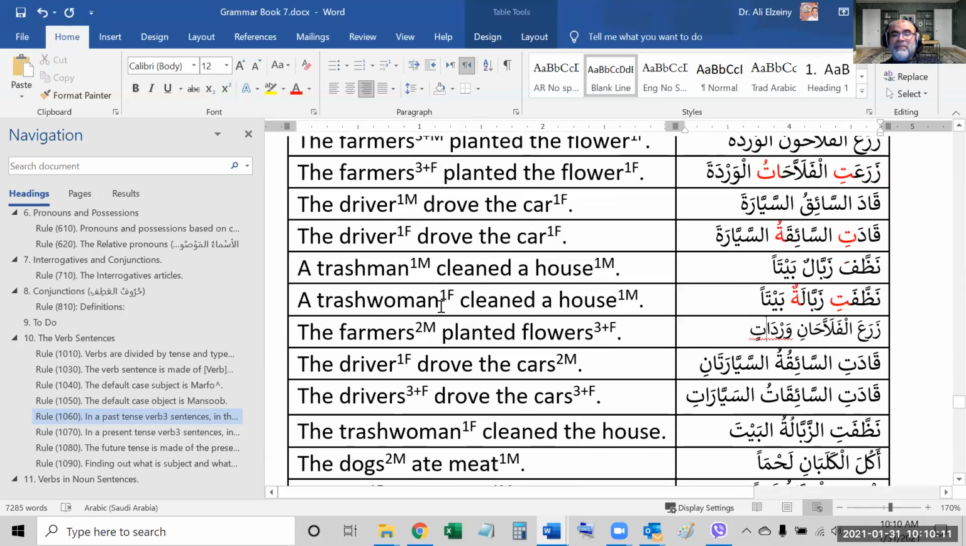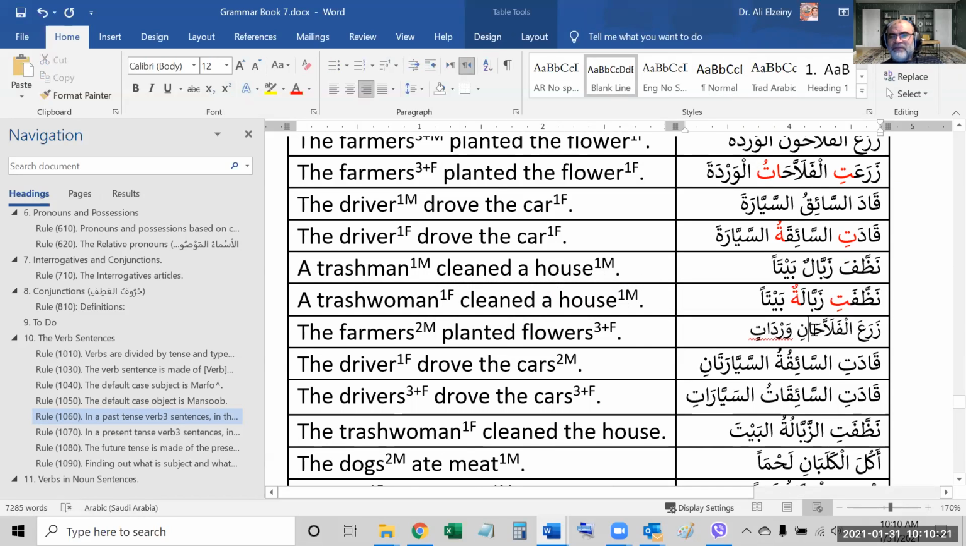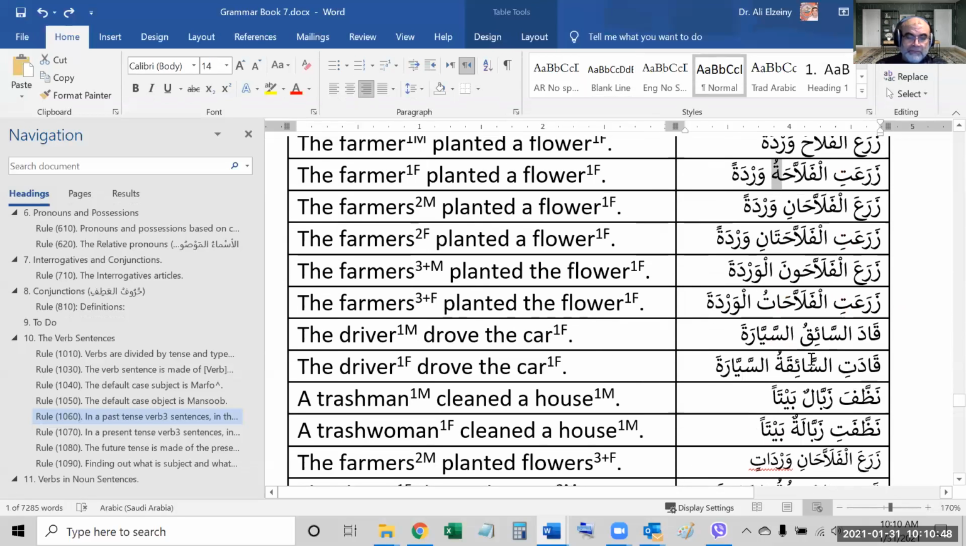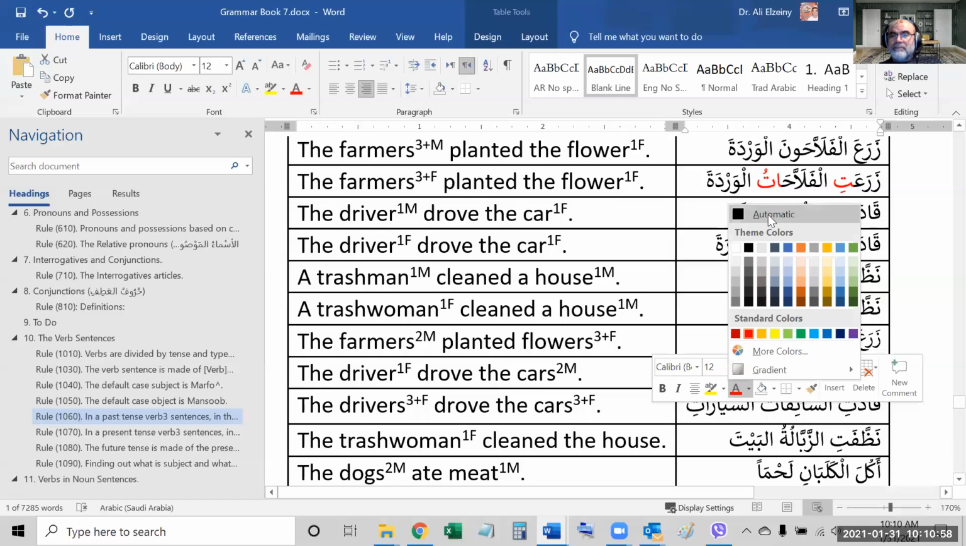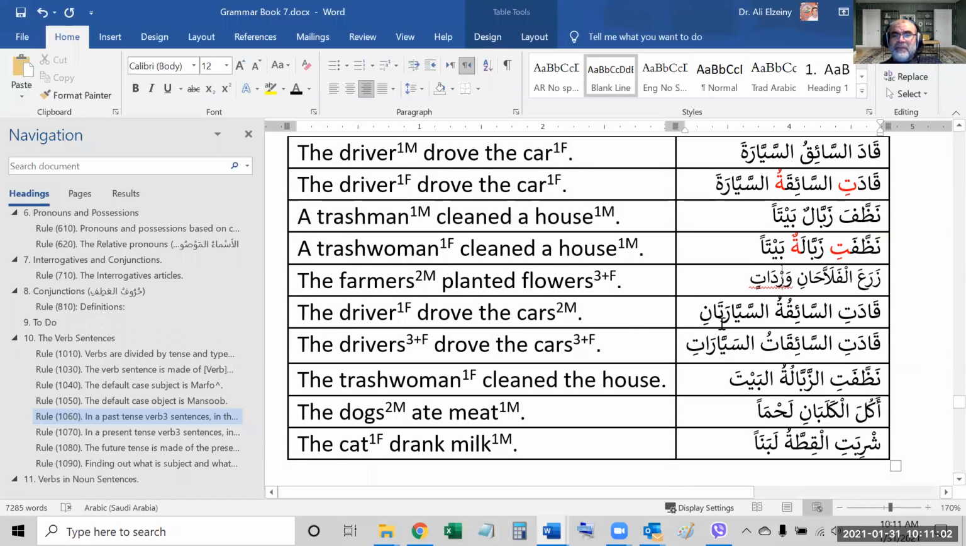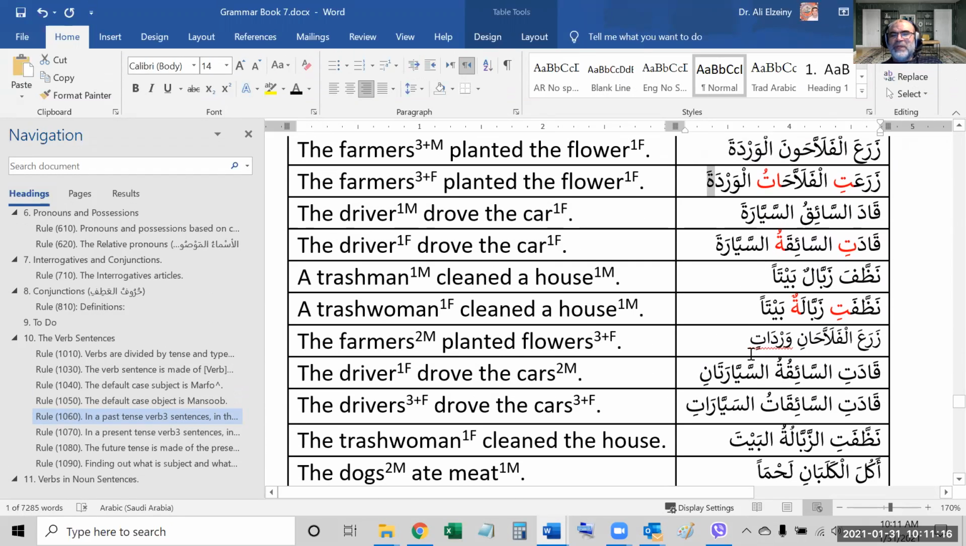Okay, then if we're going to make this word a 2M instead. Now 2M means that you add alif nun. The verb is going to be the same. You just add alif nun to it. Okay, so here the farmers, 2M, planted flowers, 3 plus F. Farmers, 2M, it means that we will not have ta'nith. But here, because it's the same thing, by the way, flowers, 3 plus F means that you take the singular form, you take away ta'nith and add alif ta. So wardata becomes wardatin. Okay.